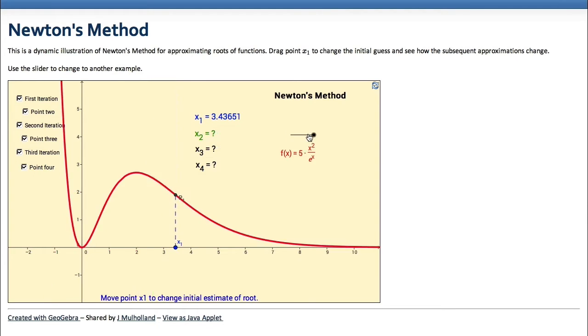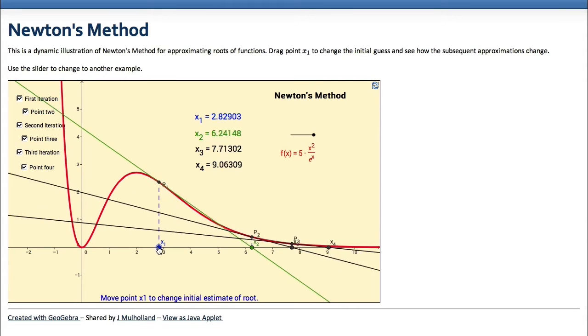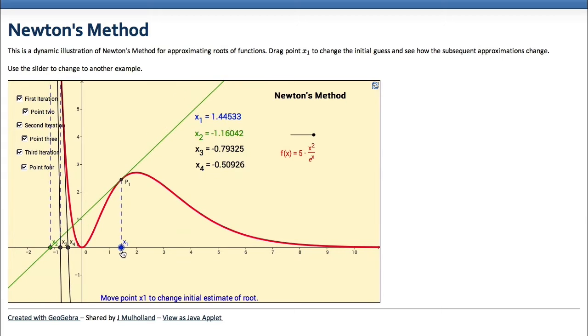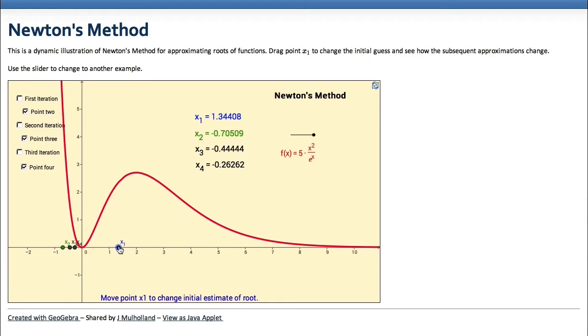Now, things can go wrong. Here I'm interested in finding, maybe I'll turn off all of these lines and then we'll just focus on the points themselves. So here I'm interested in approximating this root. If I get pretty close with my initial guess, about a half, I see that my next approximations seem to be doing a better job and they get closer and closer to 0.